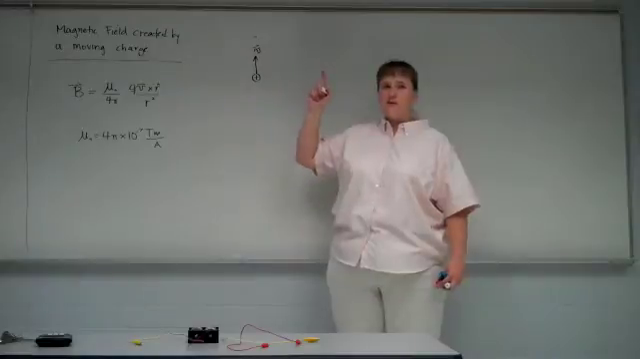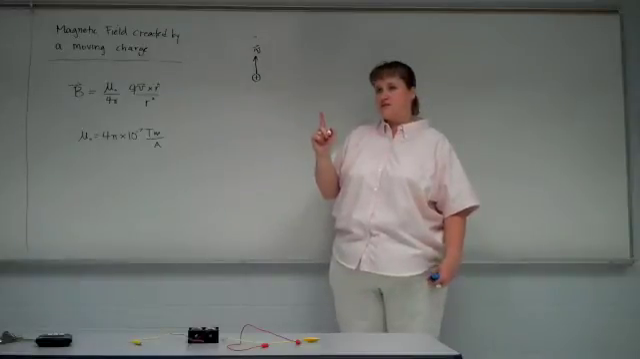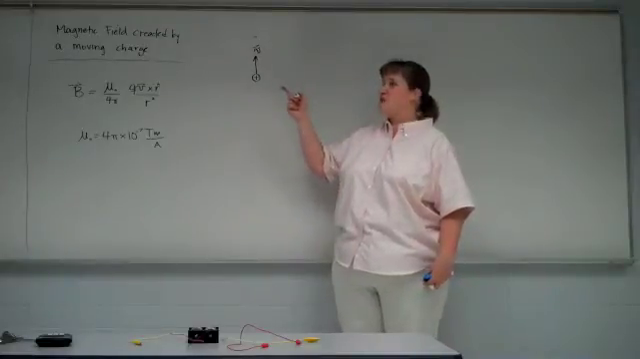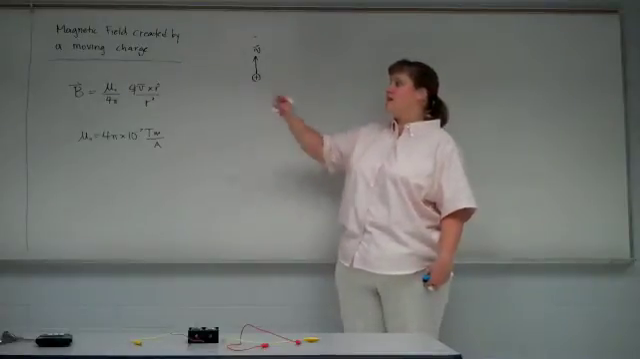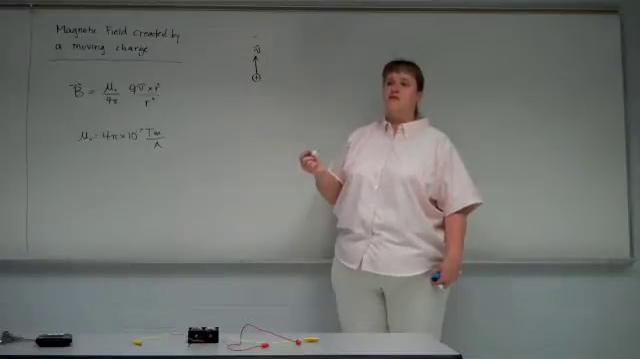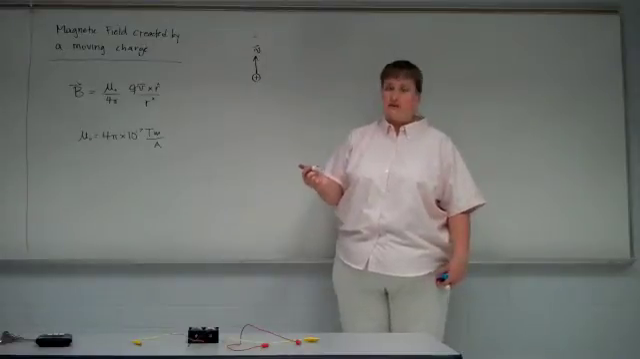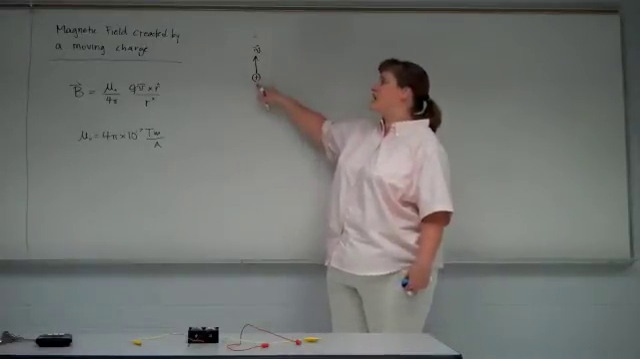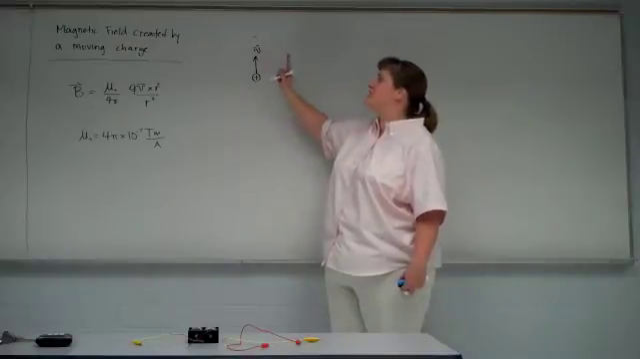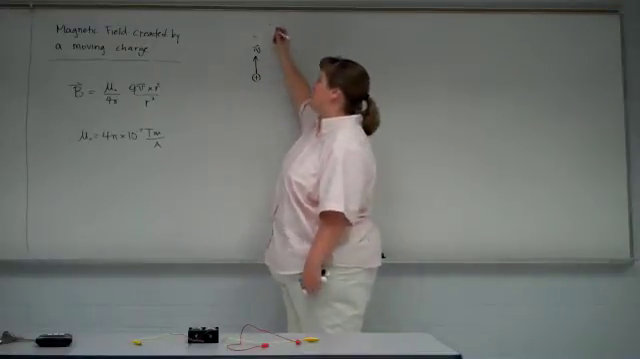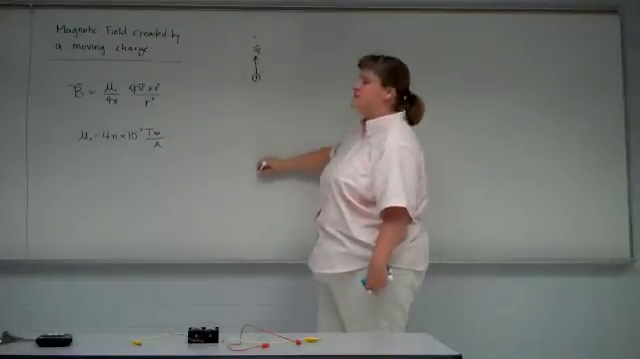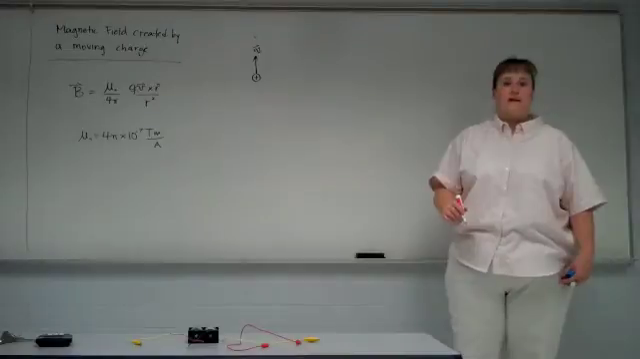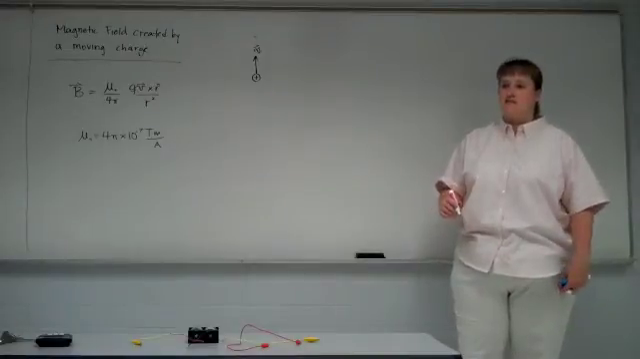V and R hat would be parallel to each other. Well, the cross product only multiplies perpendicular components. If V and R hat are parallel, when you cross them, you get 0. What that means is this charge, as it moves, does not create a magnetic field anywhere along that line. It doesn't create anything there.